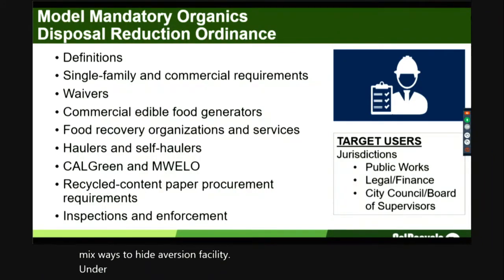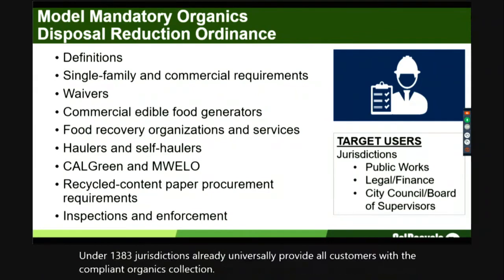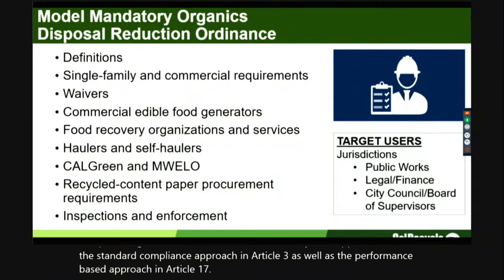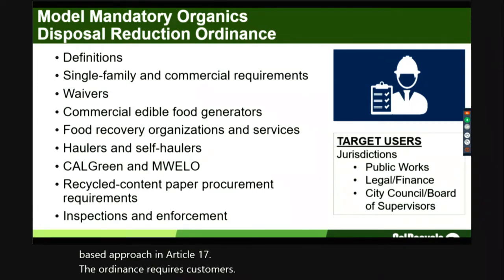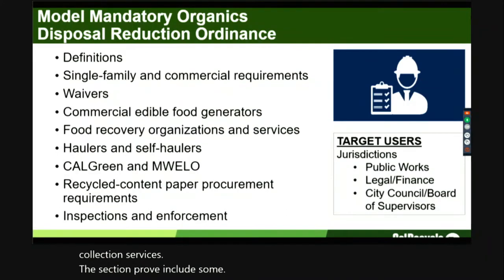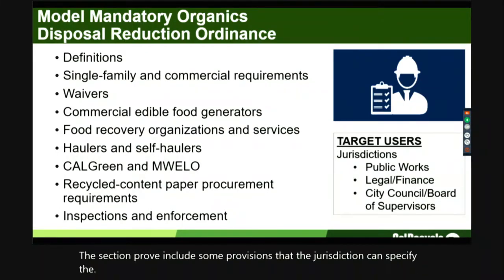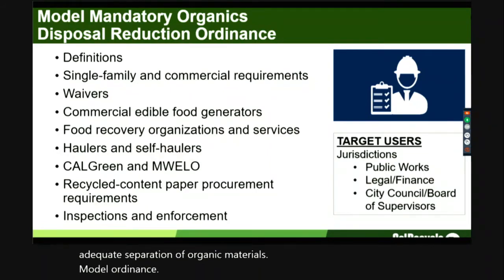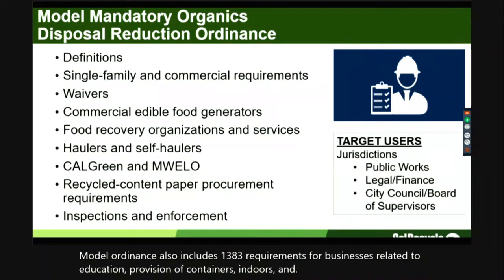Under 1383, jurisdictions are to universally provide all customers with a compliant organics collection service automatically. This applies to both the standard compliance approach in Article 3 as well as the performance-based approach in Article 17. The ordinance requires customers' acceptance and participation in the collection services. This section includes some provisions that the jurisdiction can specify, the service levels that customers have to ensure sufficient capacity and adequate separation of organic materials. The model ordinance also includes 1383 requirements for businesses related to education, provision of containers indoors and outdoors, inspection of containers, and more.